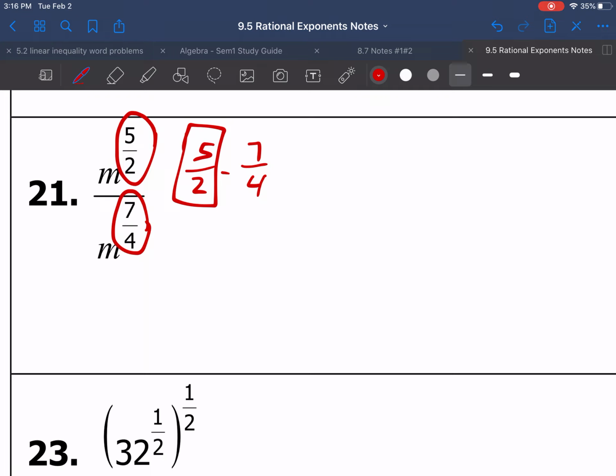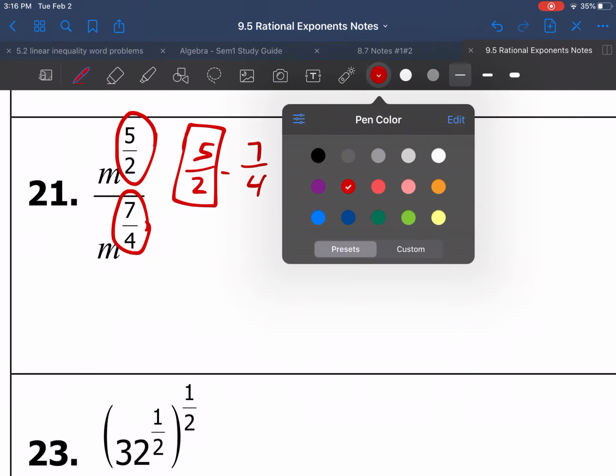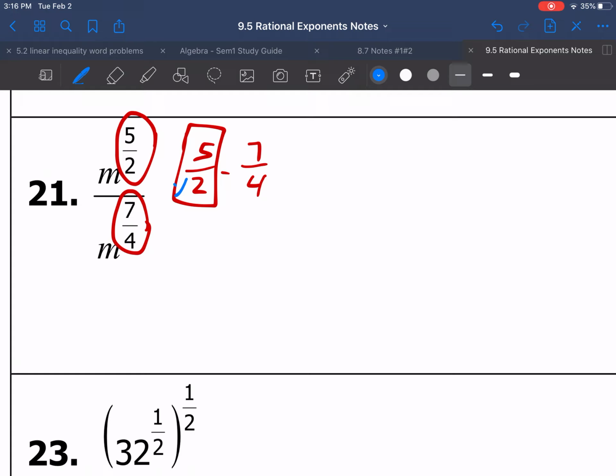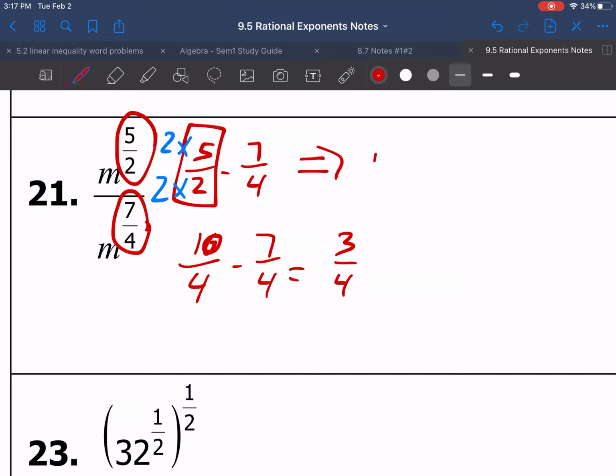So let's see, if I were to multiply by a 2 down here, that means I'd have to multiply by a 2 up here as well. So this fraction can actually change into 10/4, right? This is a 10, sorry. So then 10/4 minus 7/4 would get me 3/4. So now this answer is actually an m that's being raised to the 3/4. And you're pretty much done there.